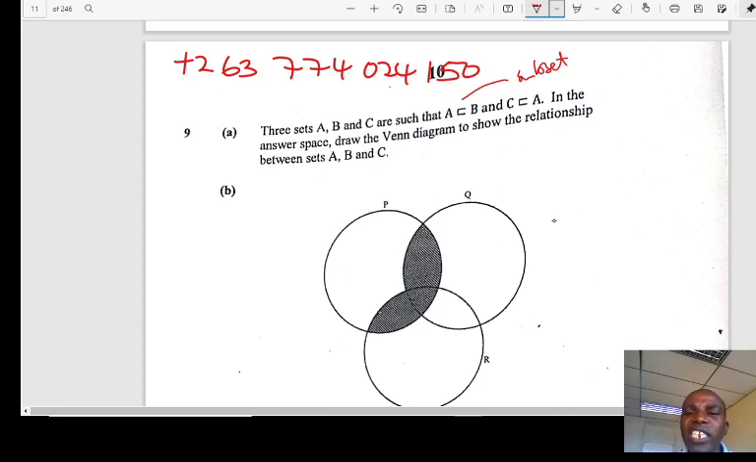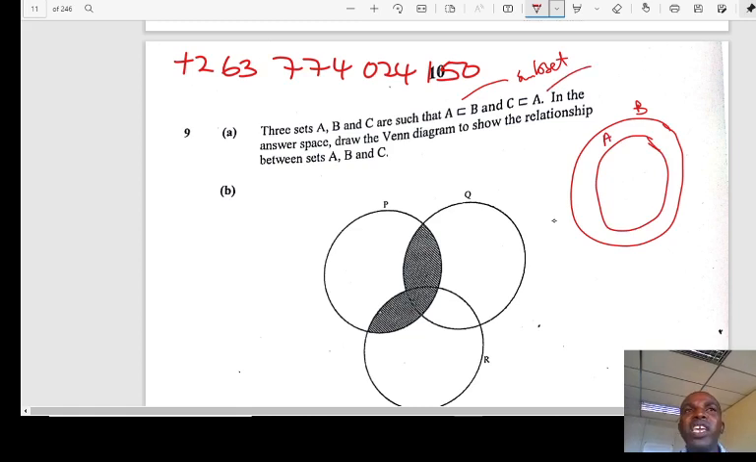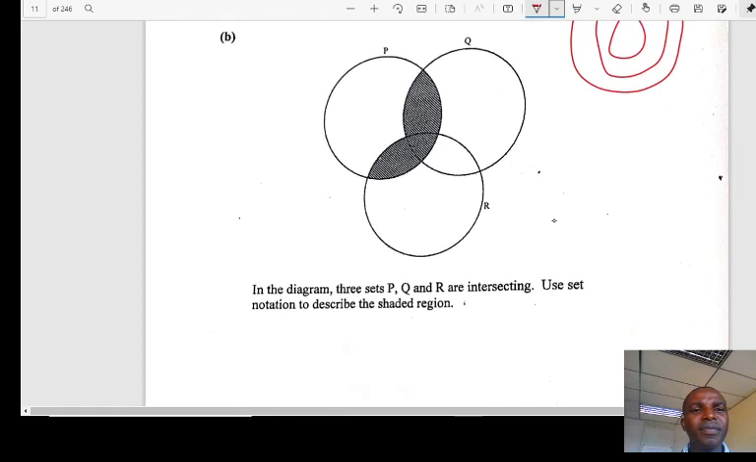Right, so if this is B, then A is a subset of B, which means set A is inside set B. We can put our set A inside here. Then C is a subset of A, which means set C is inside set A. So we draw set C inside set A, so that will be your C. Then done, like this. Right, then next, number B.